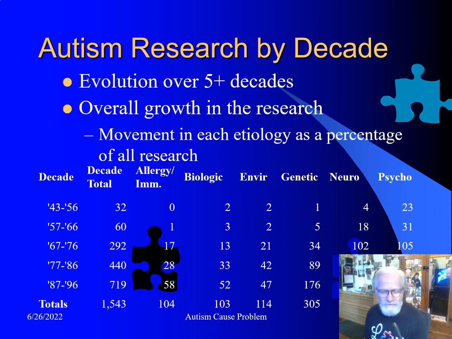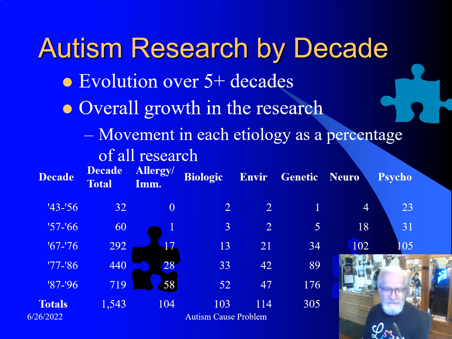From 1943 through 1956, 31 more autism causation articles were published. 22 of these attributed autism to psychological disturbances. 4 proposed a neurological causation. Only one author investigated a genetic cause, while 2 articles offered an environmentally induced causation, and 2 others saw autism causation as biological.